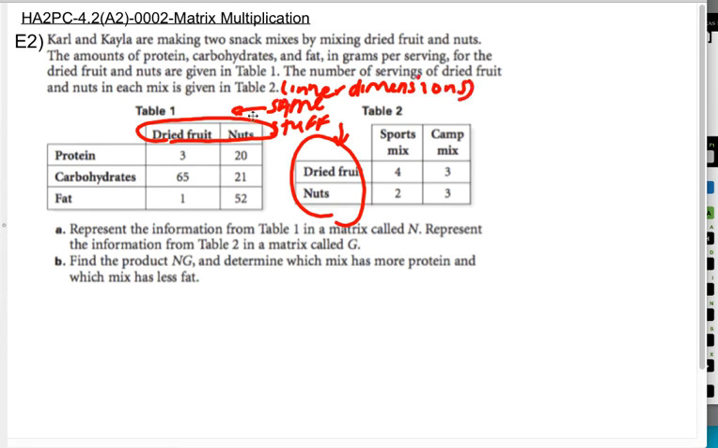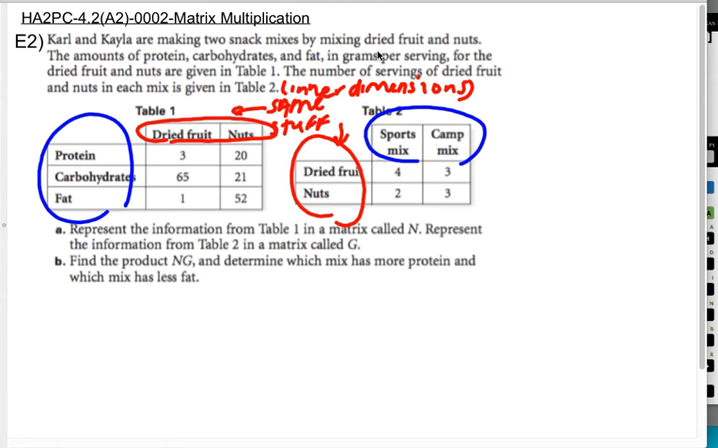If you look back to the very beginning of this when we talked about the football problem, that's true there too. In that football problem, the columns of the first matrix represented touchdowns, extra points, and field goals, and then the rows in the second matrix were touchdowns, extra points, and field goals. So it's not an accident that they're the same, and that our outer dimensions, which are going to be these guys, are going to end up staying the same. So when we multiply these matrices, we're going to end up with a matrix that is protein, carbs, and fat as the rows, and sports mix and camp mix as the columns.